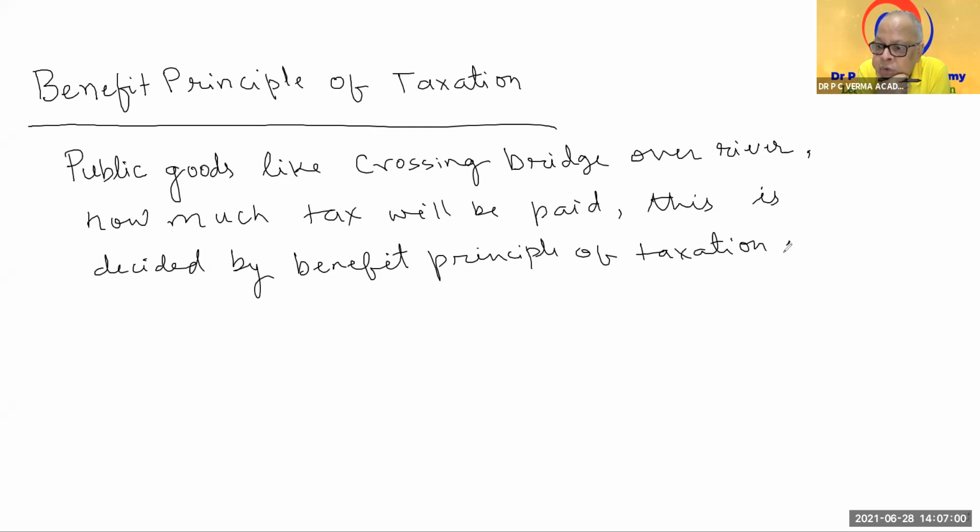So it is not the question of essential goods. A person crossing the bridge is also essential. He may be a doctor going to attend COVID-19. So it is not the question of essential. Who is getting more benefit from the bridge?